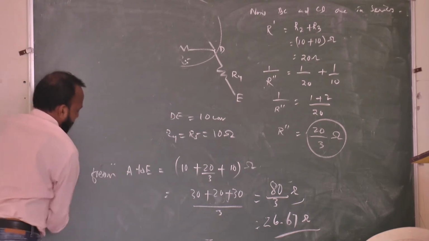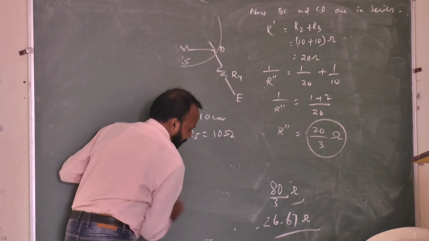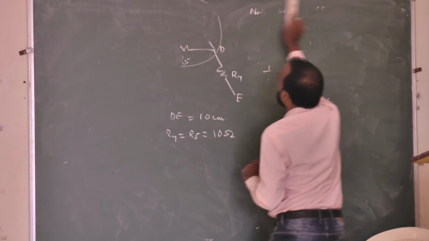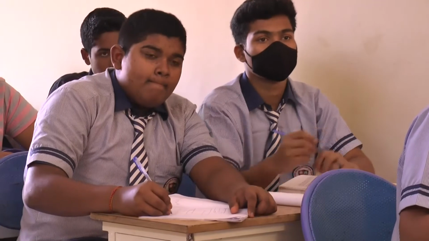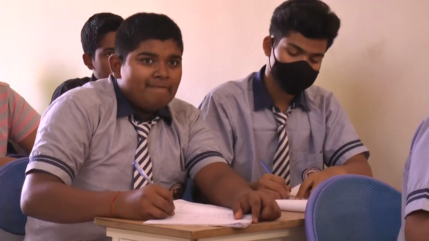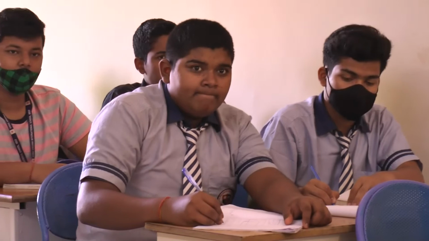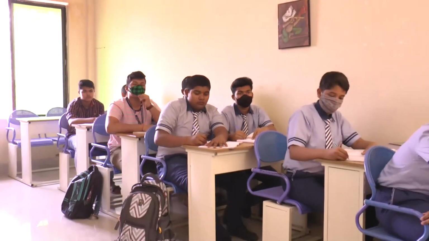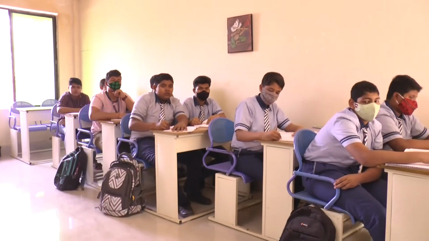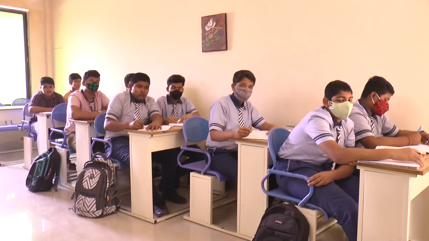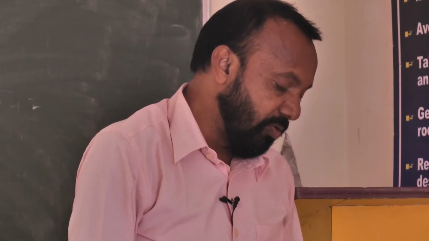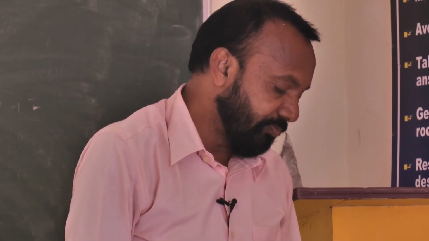Next, one more question. Next question is: a set of n identical resistors, each of resistance R ohm, when connected in series have an effective resistance of x ohm. When the resistors are connected in parallel, their effective resistance is y ohm. Find the product of x and y.